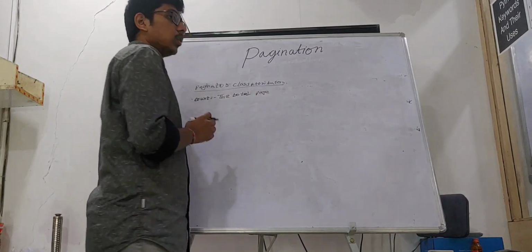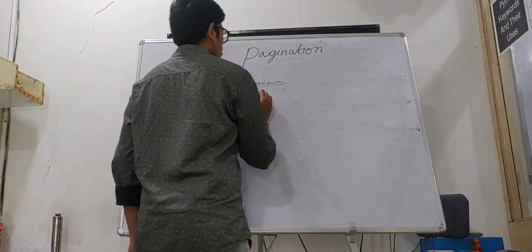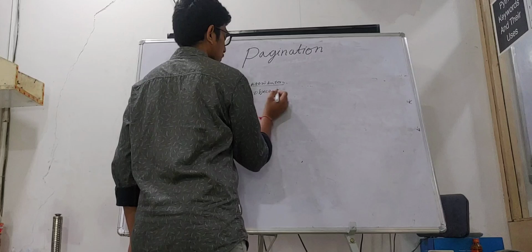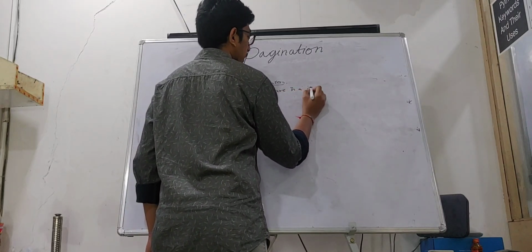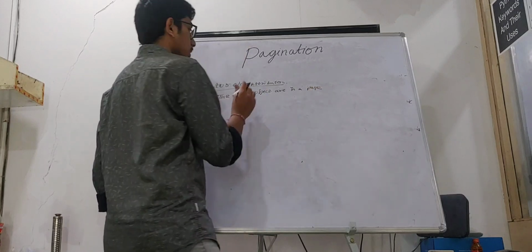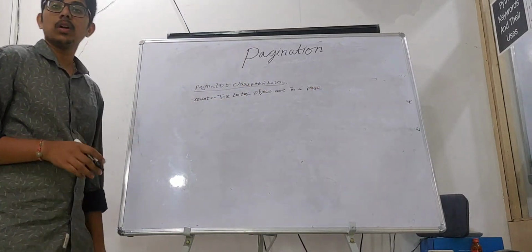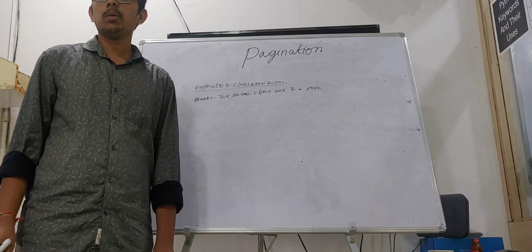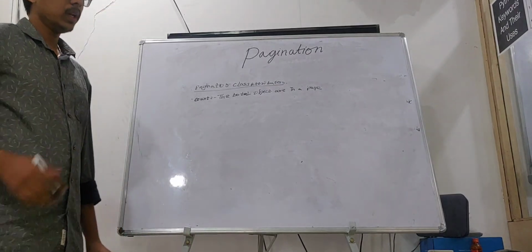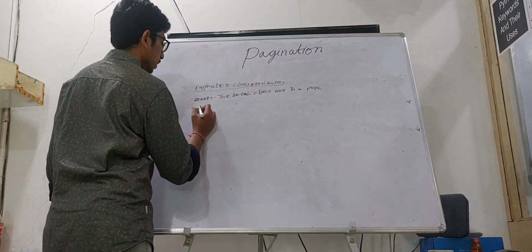It will count the total objects. Total objects are in a page. It will do the count. Then number of pages, and number of pages means how many pages are there.